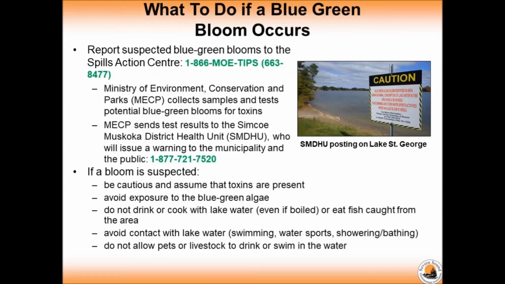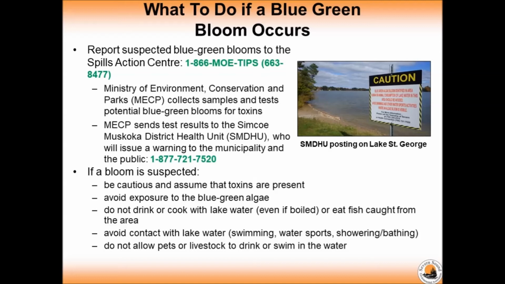So if you do come across what you suspect is a blue-green algae bloom, you can report that to the Ministry of Environment, Conservation and Parks, Spills Action Center. So the phone number given there, and they will arrange for sample collection and testing of the bloom for toxins, and will also identify the particular species that are involved. They'll then send these results to the Simcoe Muskoka District Health Unit, who will then issue a warning, if necessary, to the municipality and to the public. So if you ever see a sign that is warning of blue-green algae bloom in the area, that sign is posted through the health unit.